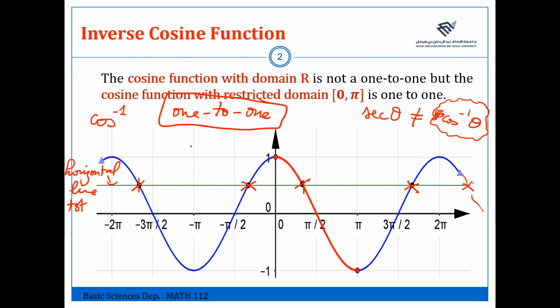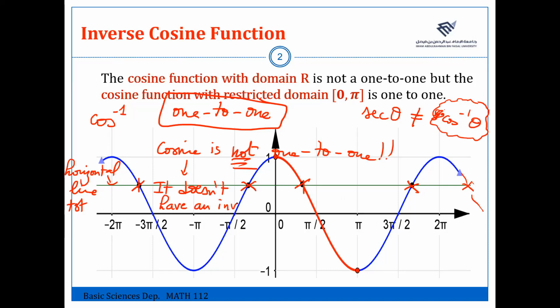So this means that cosine is not 1 to 1. Since it is not 1 to 1, it doesn't have an inverse, because only 1 to 1 functions have an inverse.